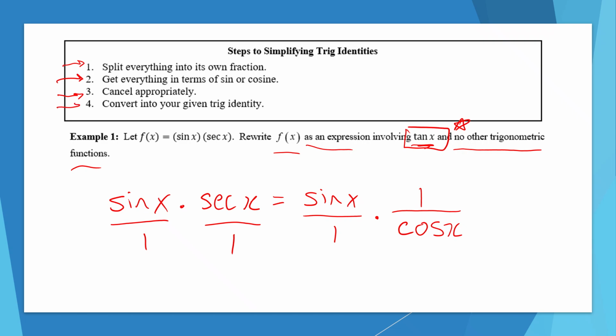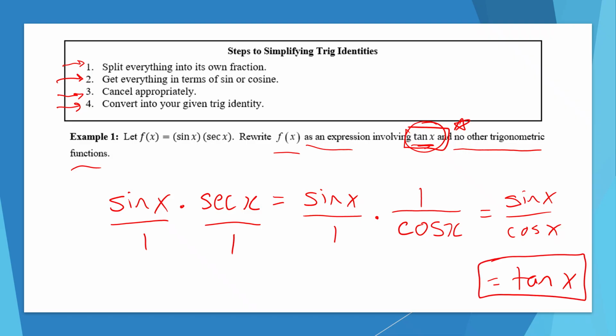And then step 4, convert into your given trig identity. So here, this is sine of x over cosine x. We can't leave our answer like that. We want to rewrite it involving tangent. Sine over cosine is just a single tangent. So tangent x is going to be our answer here. And that will give us full points for that question there.